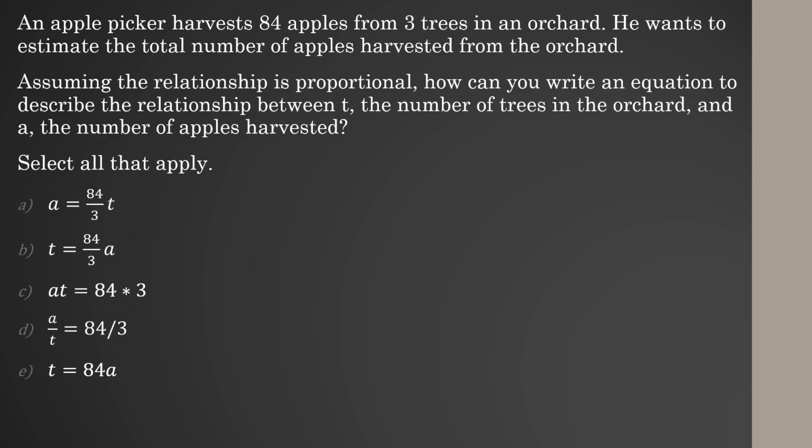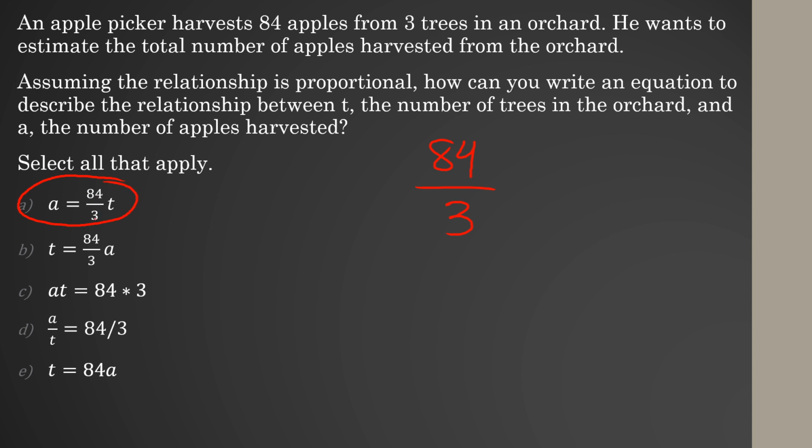Our next problem says that an apple picker harvests 84 apples from trees in an orchard, and he wants to estimate the total number of apples harvested from the orchard. Assuming the relationship is proportional, how can you write an equation to describe the relationship between T, the number of trees, and A, the number of apples? Well, there are 84 apples harvested from every 3 trees. So I want to pick this one here.